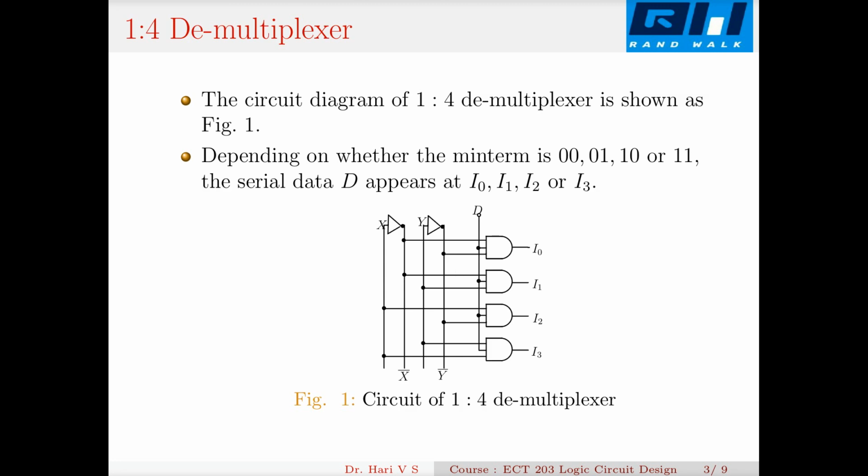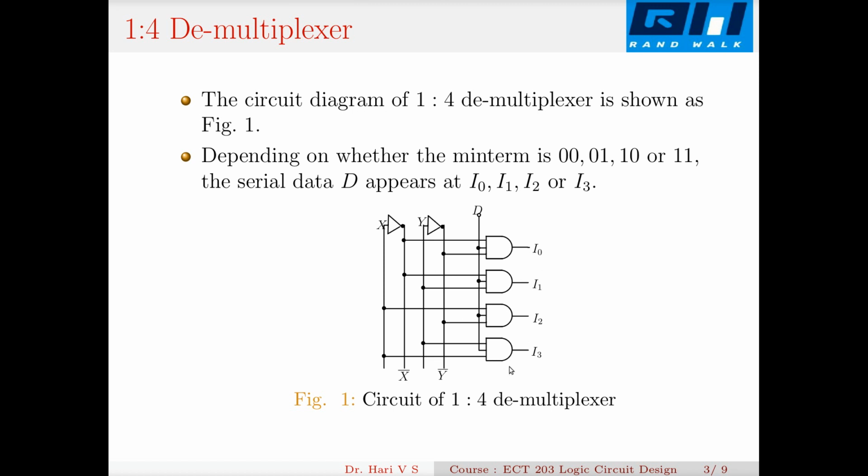So the circuit diagram of 1:4 demultiplexer is shown like this. So there is a single data input line coming in. This may be a multiplexed signal coming into the receiver. So this I have to place on 2 raised to n data lines. This is a 1:4 demux. So this is 1 data input line and 4 data output lines.